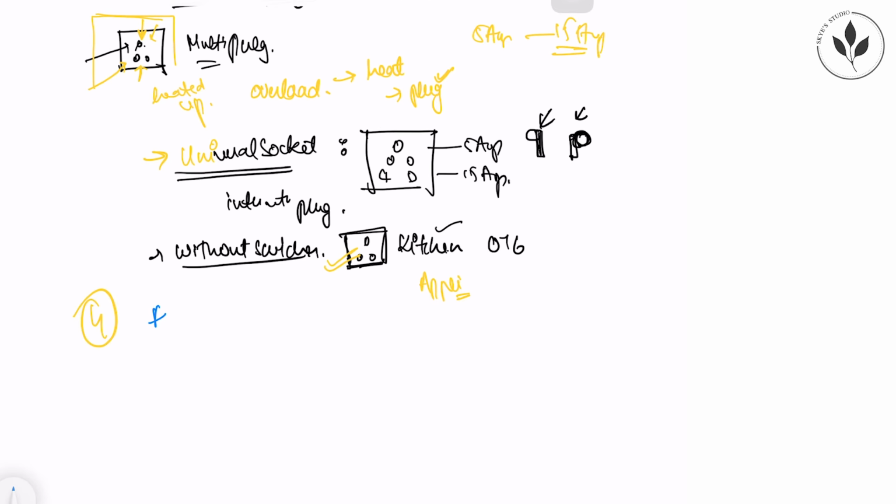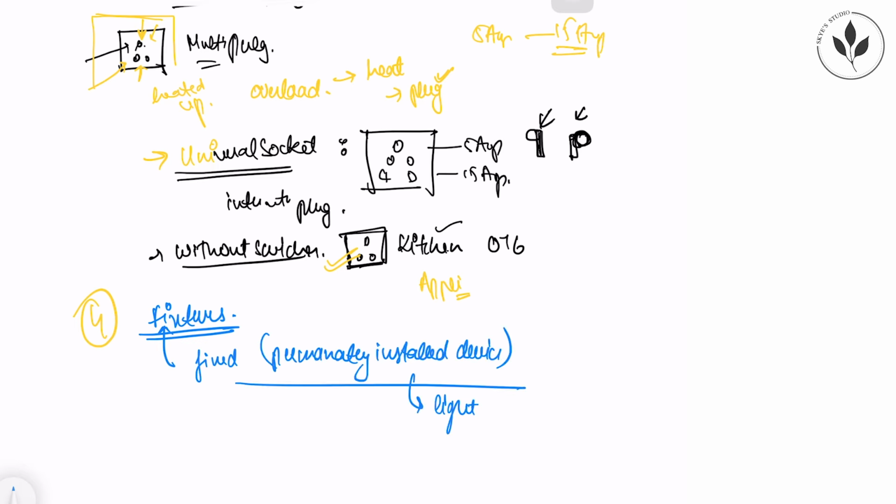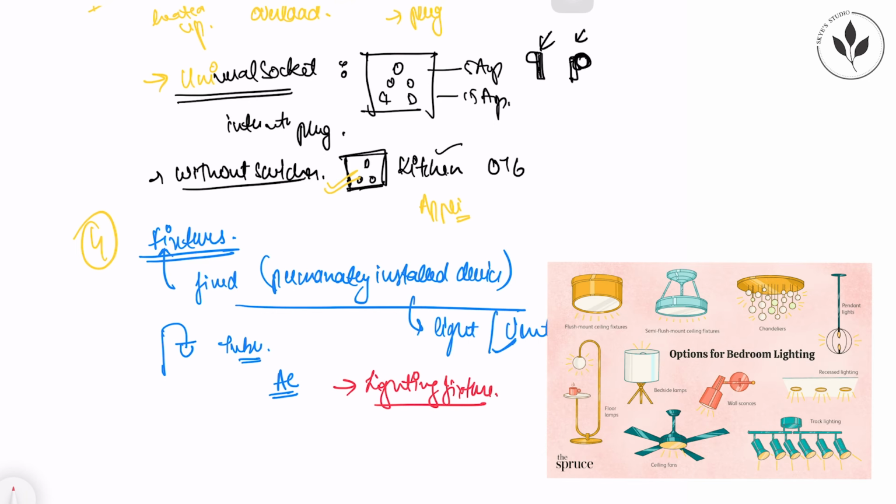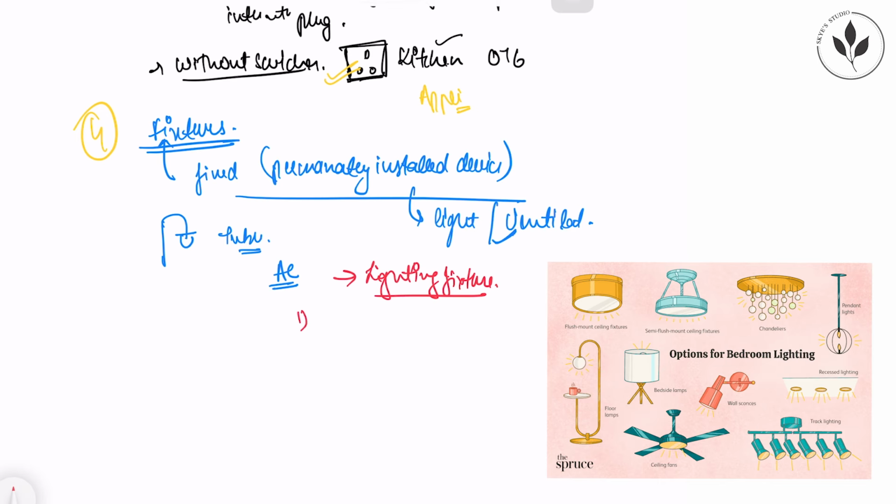Coming to the next, fixtures. Now, as the name suggests, fixtures are something which are fixed. The fixtures refer to something which is permanently installed in your home, and it is specially for your lights and ventilation, mechanical ventilation. So all the lighting fixtures like lamps, like bulbs and tubes, everything comes in a fixture, and AC also comes in a fixture, which is our mechanical ventilation. In our lights, we have different types of lighting fixtures. We will study them in detail later on, but just for your knowledge, we'll discuss them.